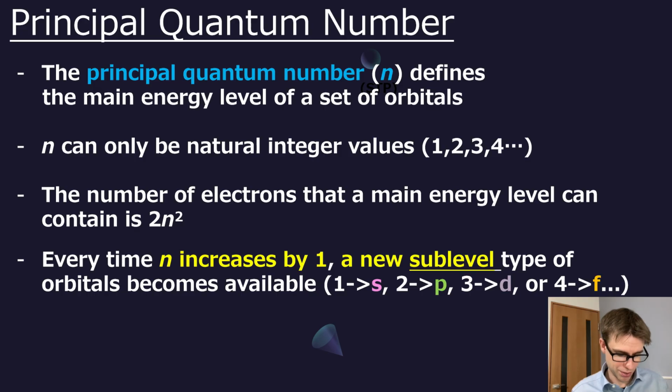Every time n increases by 1, a new sub-level type of orbitals becomes available. In level 1, we have one type. In level 2, we have that type plus another. In level 3, we have those types plus another. In level 4, we have those types plus another. Every time we go up a main energy level or up a principal quantum number, we get access to new areas where these electrons can be, which will become very important. They're labeled as S, P, D, F, possibly G, and so on.